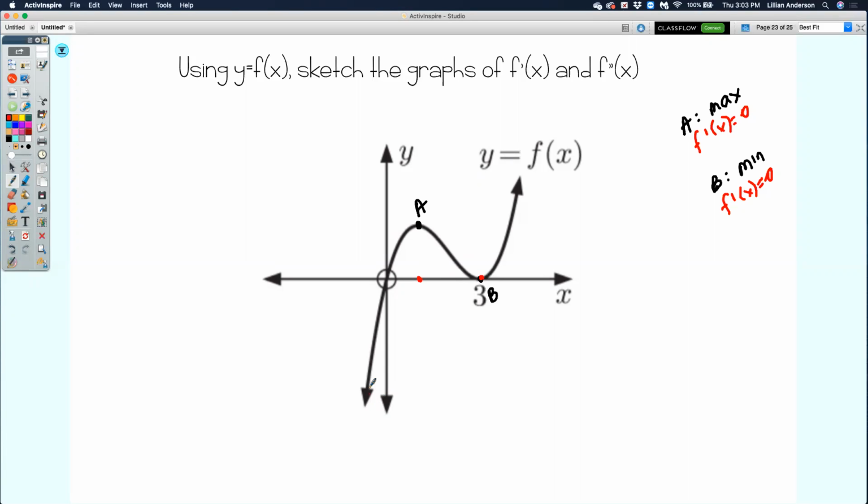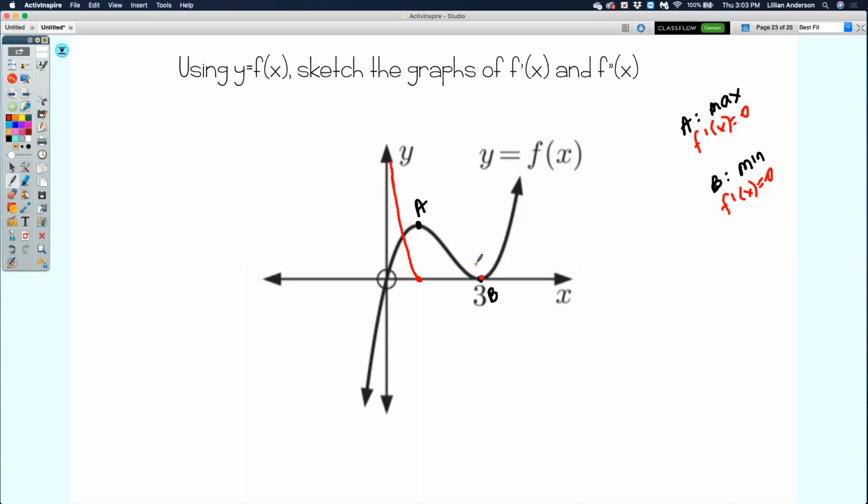Now, because the graph is increasing from negative infinity to A, that means you are going to be above the x-axis. I misspoke earlier when I said positive infinity, that was my mistake. You're increasing from negative infinity to A, so that means you need to be above the x-axis from negative infinity to A. Now from A to B, you're decreasing. So that means you need to be below the x-axis.